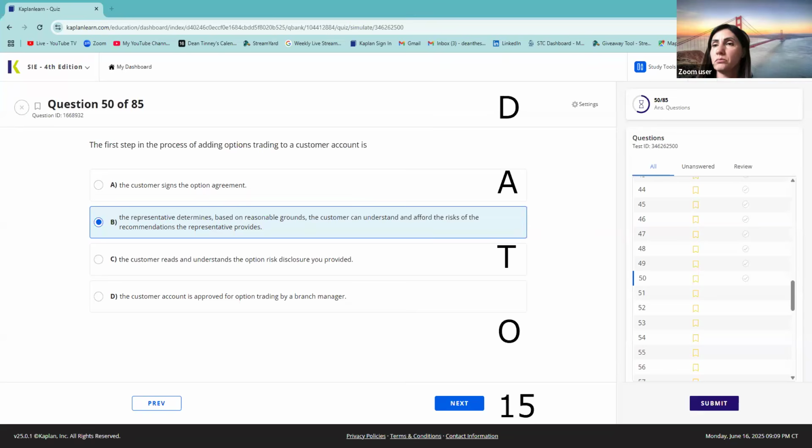If the 15th day comes and goes and you haven't got back to me that option agreement, I'm only going to allow you to do closing transactions. I'll let you get rid of the stuff you've got. I'm not going to let you do anything new until you get the booklet, the option agreement, back to us. So very, very testable, that sequence.